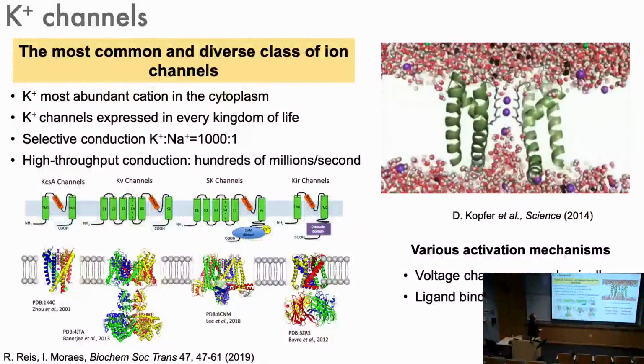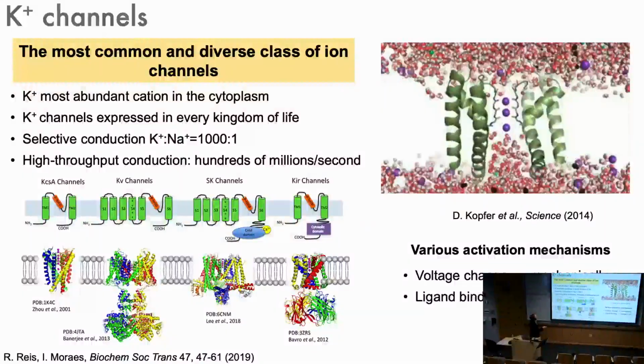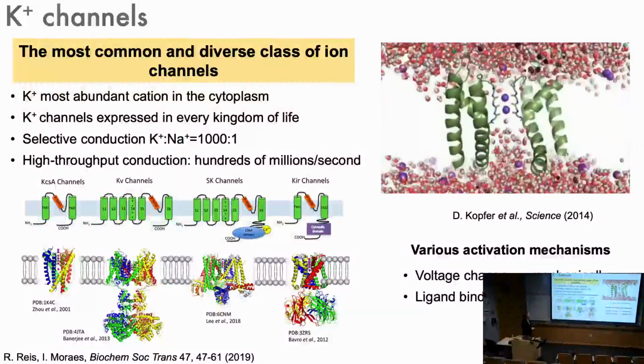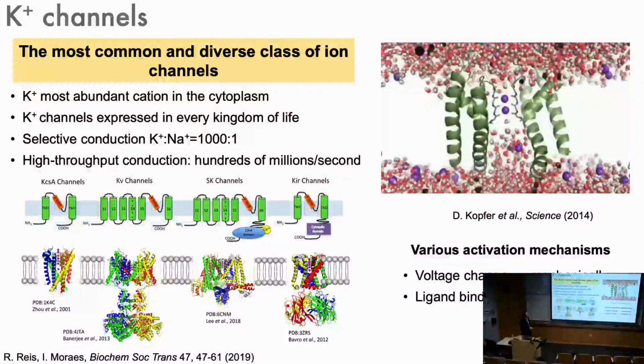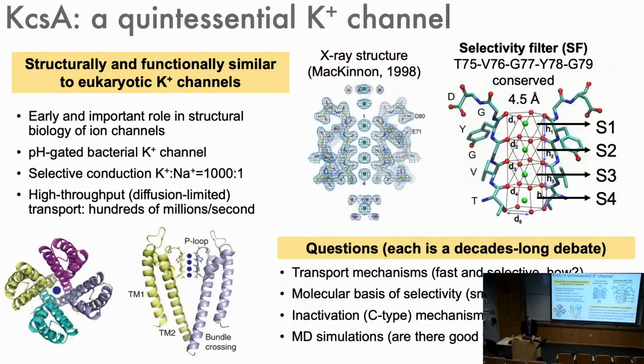And so this is an MD movie, ions moving up through the channel. All right, so there's a large family of potassium channels, and the channels can be activated using different mechanisms. Some of them can be activated by ligand binding, some of them can be activated by changing the pH. There are many different ways to activate a channel.